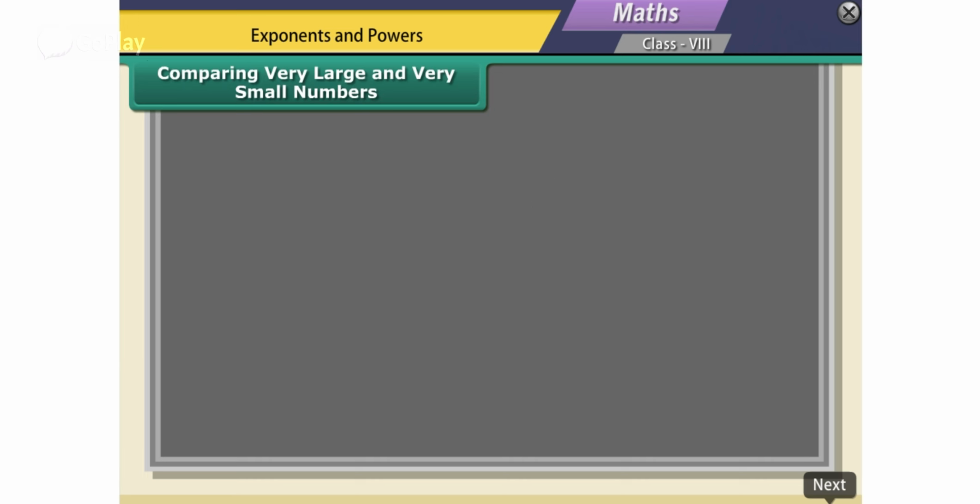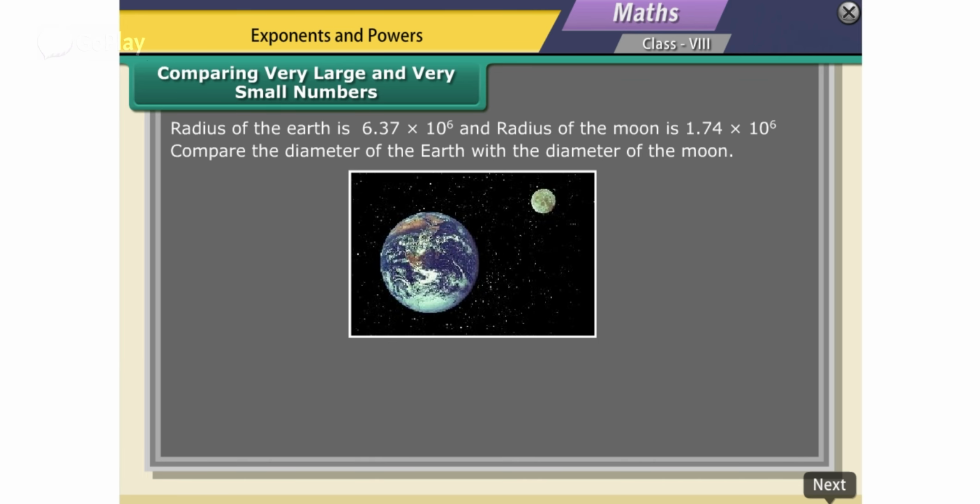Comparing very large and very small numbers. Radius of the earth is 6.37 into 10 raised to the power 6, and radius of the moon is 1.74 into 10 raised to the power 6. Compare the diameter of the earth with the diameter of the moon.